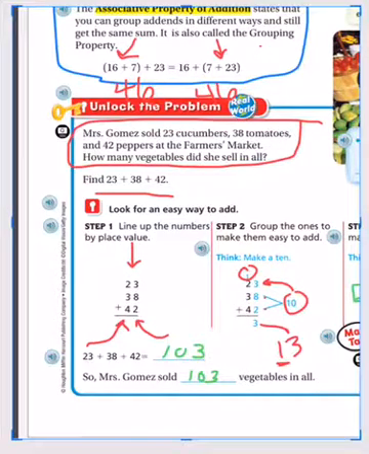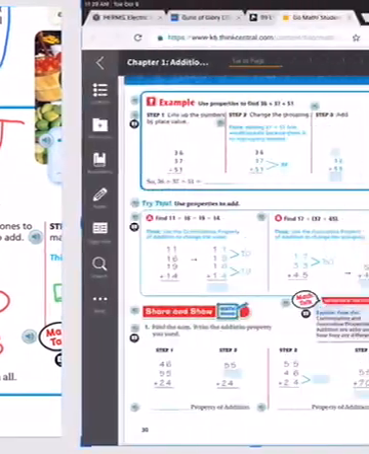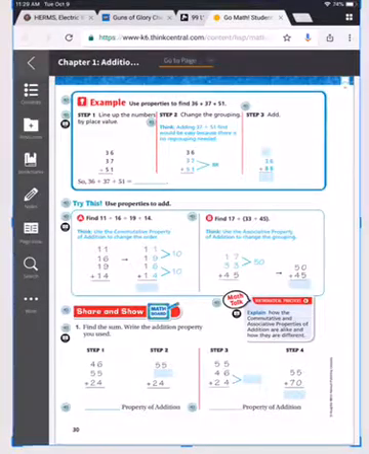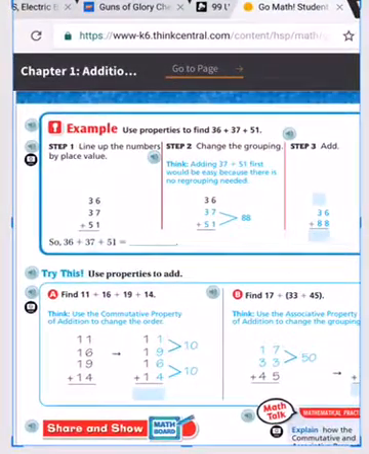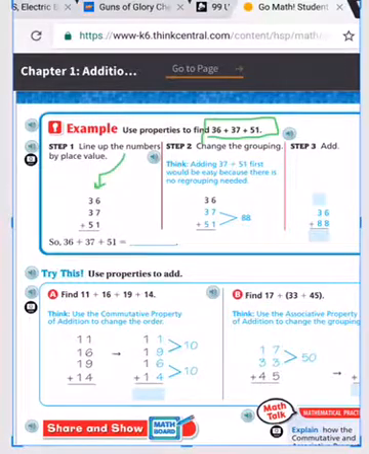You may need to pause the video if necessary. Okay, now we're on page 30. And we're going to solve a new problem, 36 plus 37 plus 51. This is a strategy that you can use. Not a lot of people use it because it can get a little confusing, but I'll at least introduce it. Step 1, same as step 1 in the first one. We need to line up our numbers by place value.